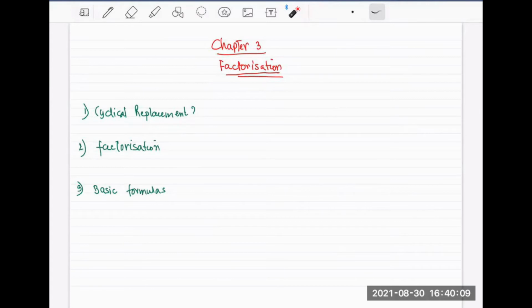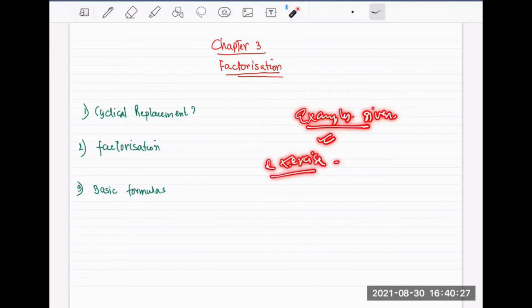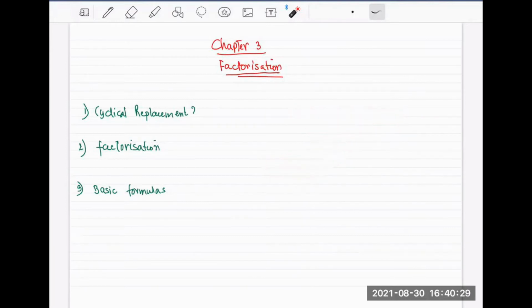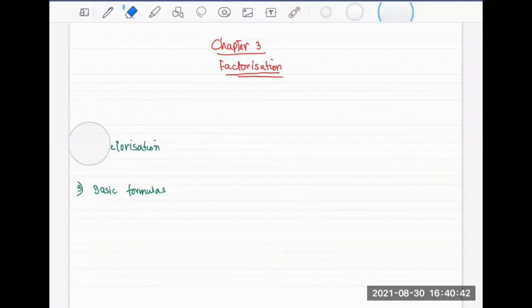And one more reminder to you all. In this chapter of factorization, I want you all to focus on the examples given. The exercise part is not much important, but the examples are important. The examples particularly, I will take up 6 or 7 of them, so better focus on them. Okay, so let's rub it off. Cyclical replacement, factorization. Now let's focus on basic formulas.